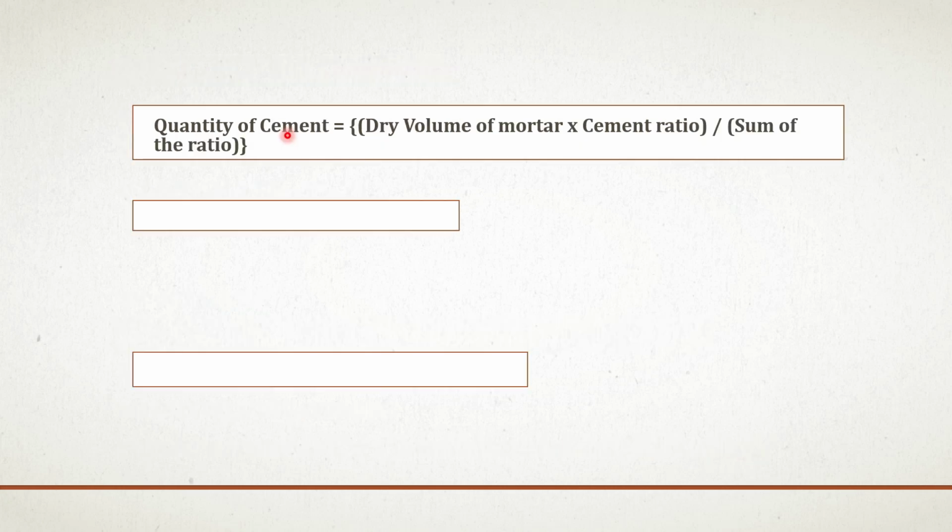We can get the quantity of cement by this formula, which is dry volume of the mortar multiplied by cement ratio and divided by sum of the ratio. Therefore, quantity of cement equals 14 multiplied by 1 divided by 6. Here 14 is the dry volume of the mortar and 1 is the cement ratio and 5 is the sand ratio. So if you calculate it, then you will get 2.333 cubic foot.